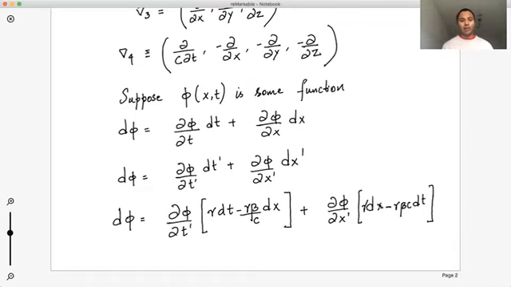Of course, in all of these, you need to worry about the signs, right? Because in your definition of the 4-vector, you've included a negative sign. So you need to make sure that those signs are properly taken care of. But when you do it, then you get this kind of transformation.